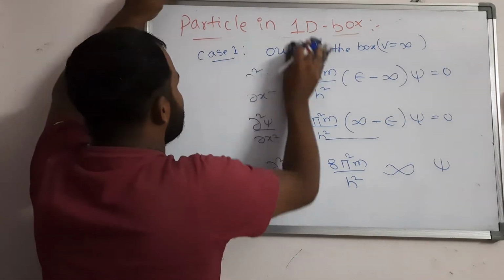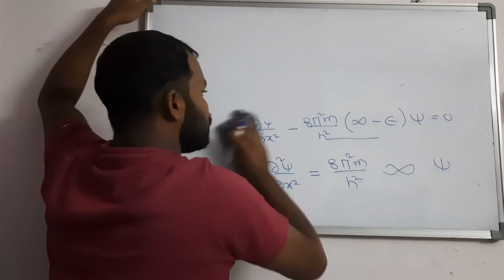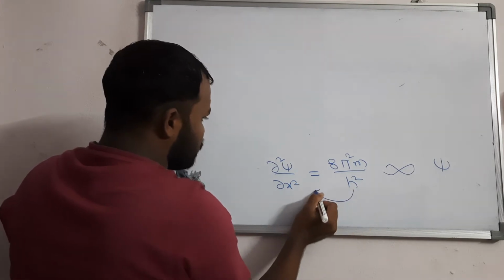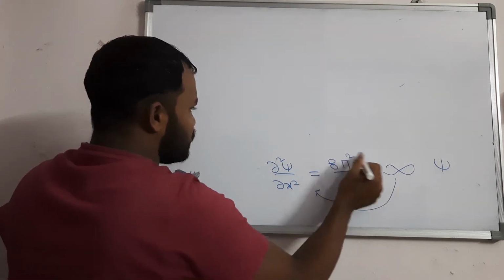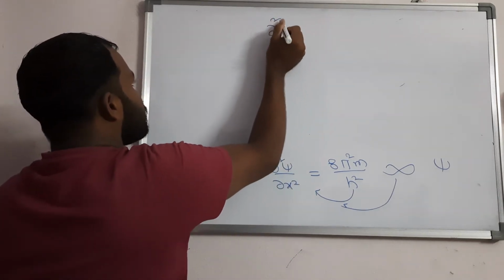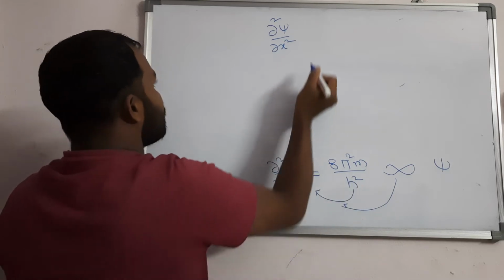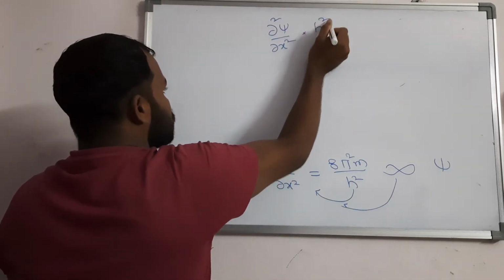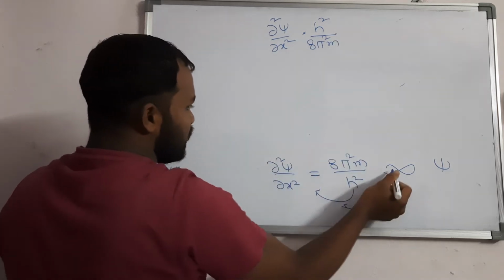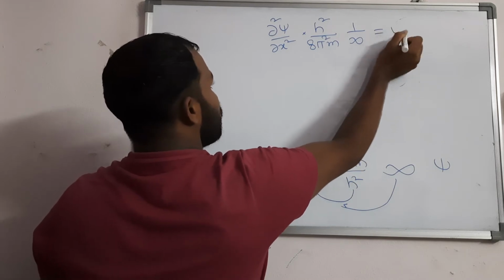Now next, you should take this value to this side. What happens if this takes this side? That gets reversed, right? That is dou square psi by dou x square. If this comes this side, what happens? Reverse: h square by 8 pi square m. If this comes this side, what happens? 1 by infinity is equal to psi, you got.